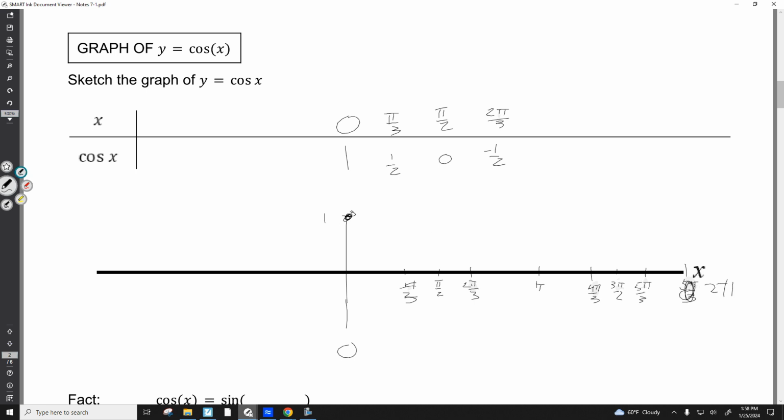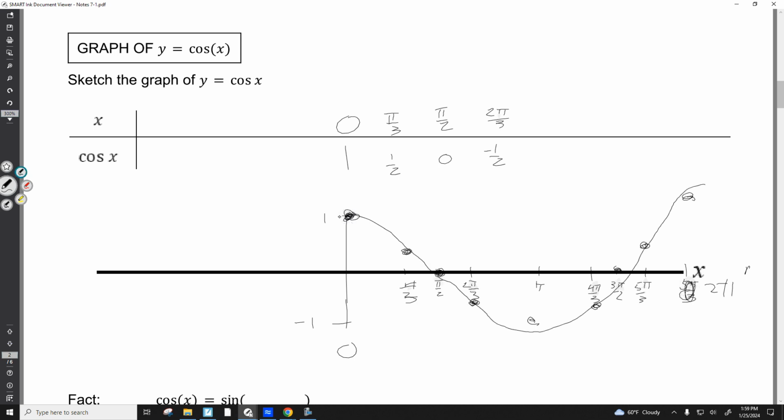Cosine of 0, 1. Cosine of pi over 3, +1/2. Cosine of pi over 2, 0. Cosine of 2 pi over 3, -1/2. Cosine of pi, -1. Cosine of 4 pi over 3, -1/2. 3 pi over 2, 0. 5 pi over 3, 1/2. 2 pi, 1. It continues to go to the right and to the left, just like sine does, but it starts at 1.